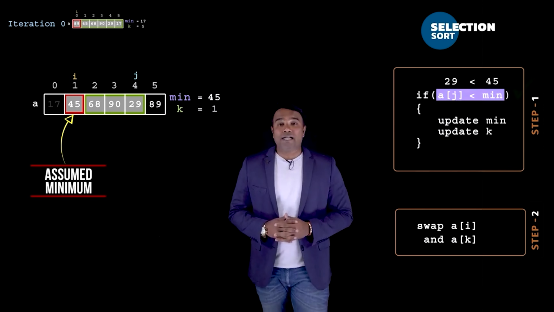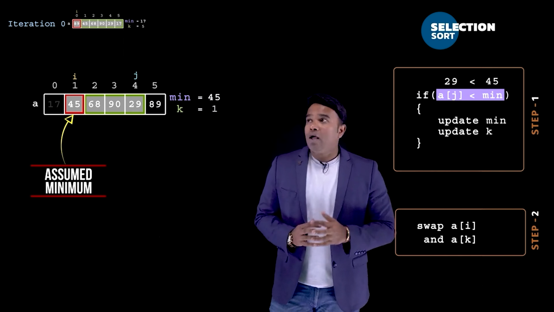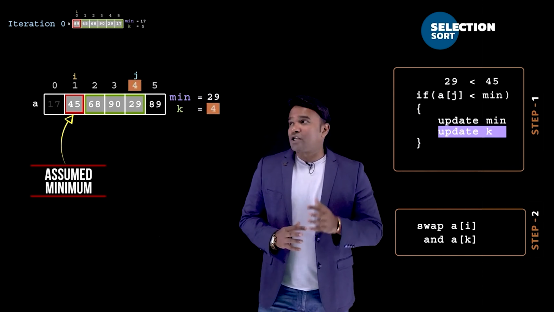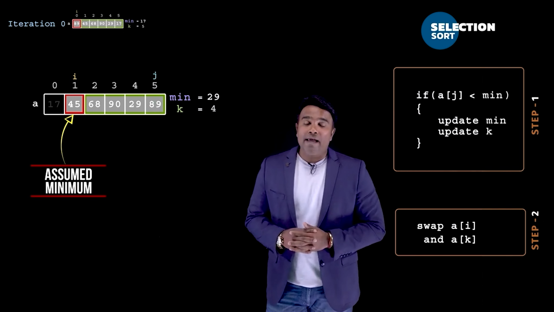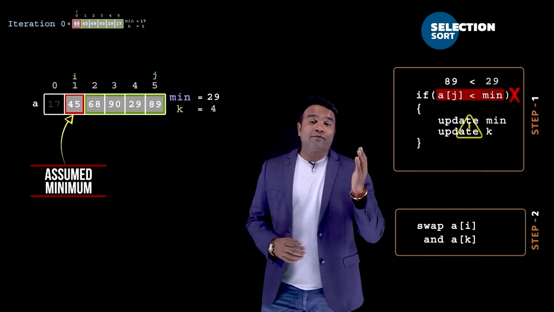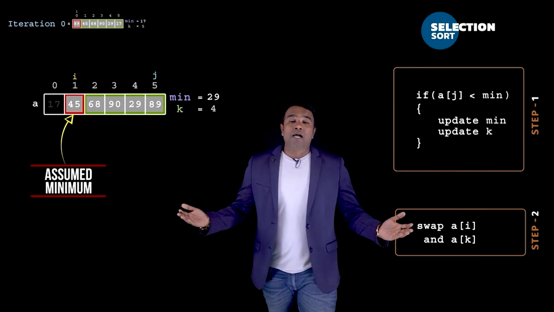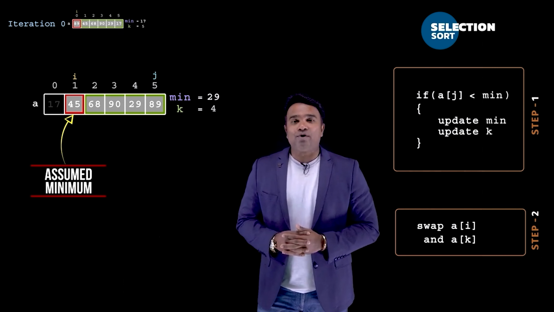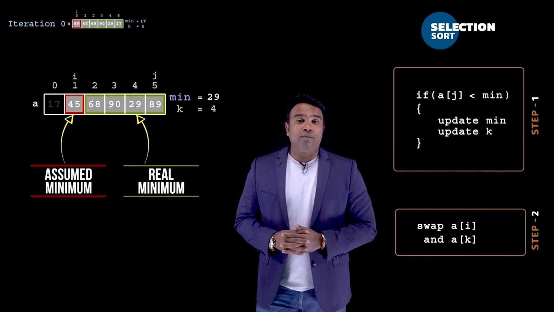And when the condition is satisfied, obviously I will have to update both my min as well as k. So I would update my min as 29 and the position k as 4, after which I will increment j and proceed, and this time my a of j happens to be 89, and 89 is not lesser than my minimum, and hence I will have to halt my scanning here because I have reached the end of the array. So what I have been able to achieve is to identify the real minimum and its position, and you know the real minimum happens to be 29 and the position happens to be 4.